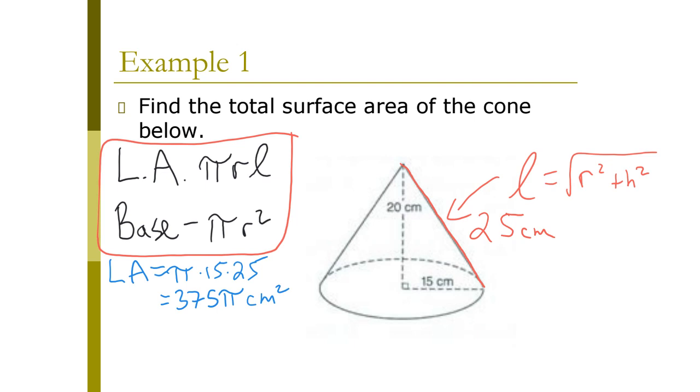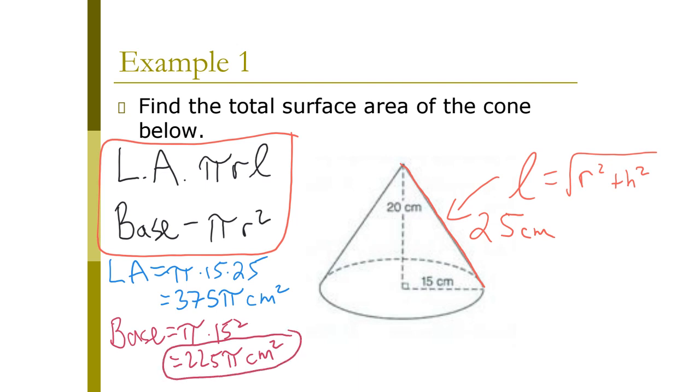Now, for my base, I'll go ahead and do that in, how about, ooh, let's go with this different color. Here we go. All right. So my base is just the area of the circle, pi times 15 squared, or 225 pi centimeters squared. All right. So I've got my two parts. I've got this one here. I've got this one here. What do I do with those two? Add them together.